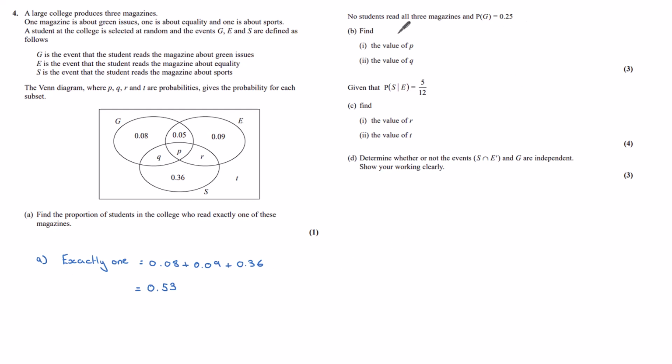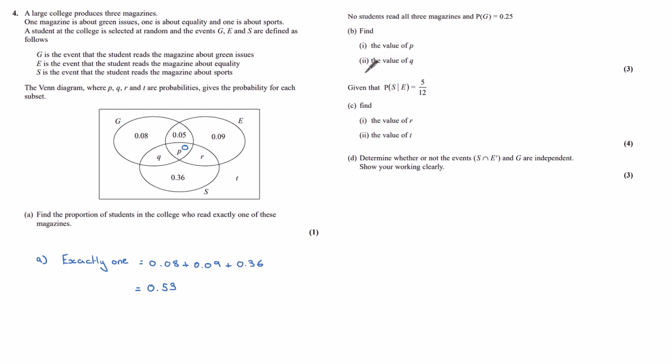No students read all 3 magazines, and the probability of reading the green issues magazine is 0.25. So we can label straight away on here, no one reads all 3. So the intersection of all 3 in the center here, P, is going to be 0. Part B, I want to find part I, the value of P. Well, okay, so that's 0.